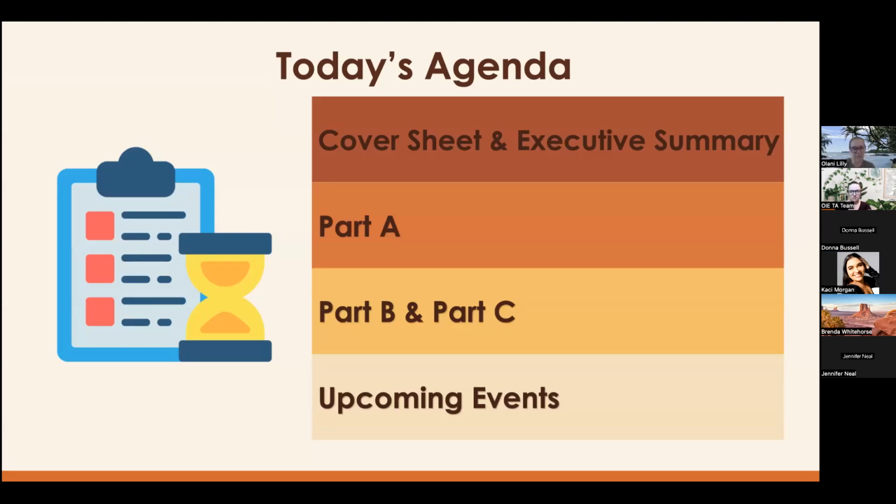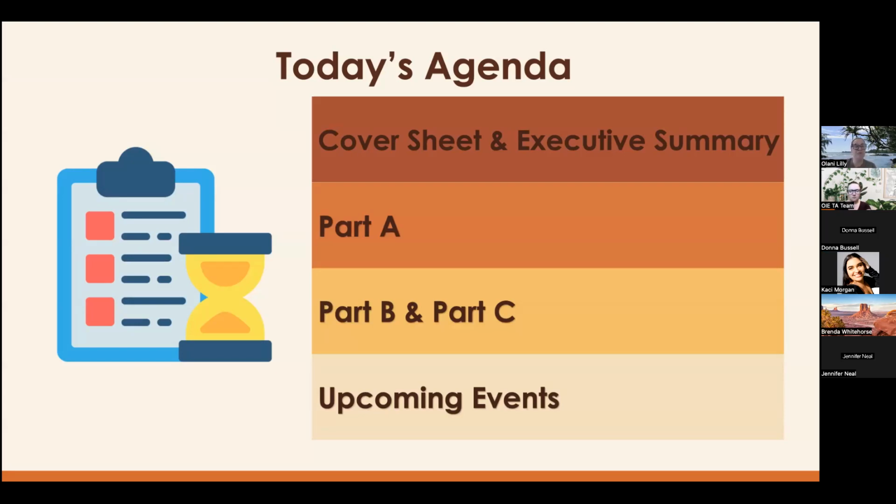Again, we do have a lot of content and we will be going at a quick pace. So what are we going over? Well, really, we'll be going over the cover sheet and executive summary, all the different parts, part A, part B, part C, and at the end, we'll be doing some reminders as well as reminding you of upcoming events.